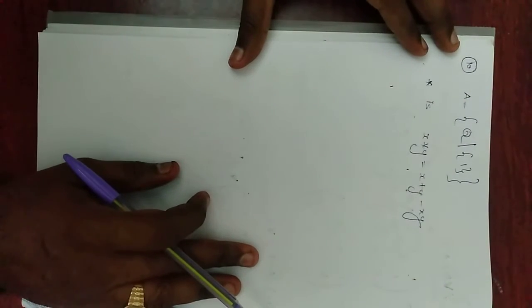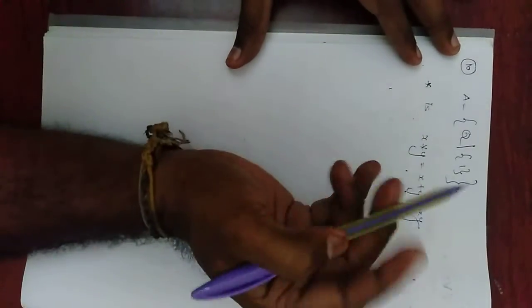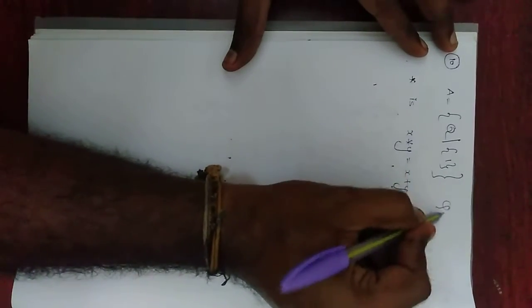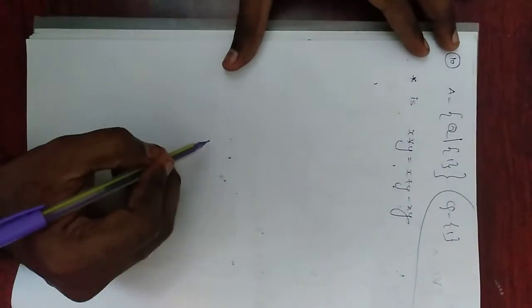10th sum, very important sum from the exam point of view. They have given A is the set Q minus 1. What is Q minus 1?